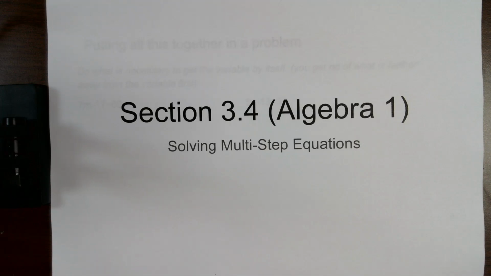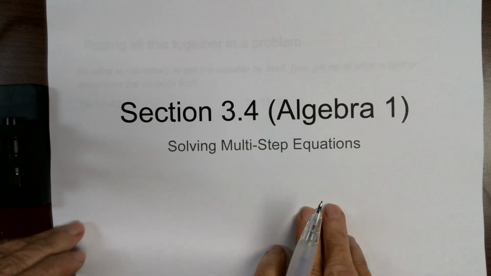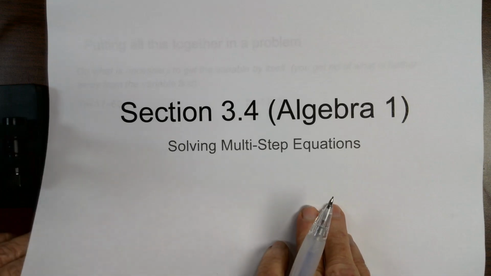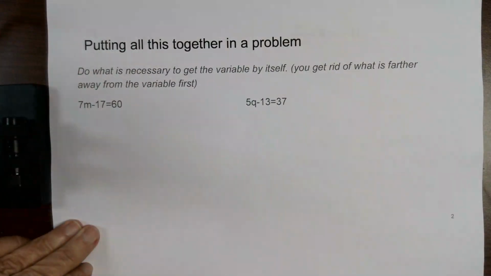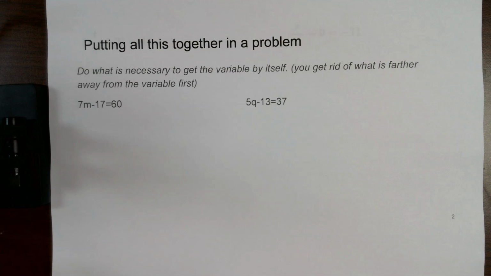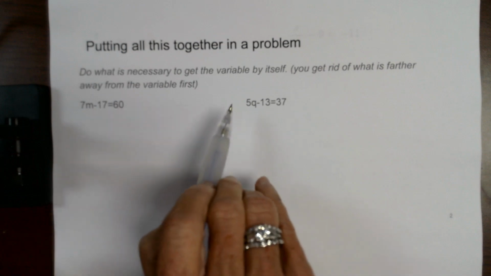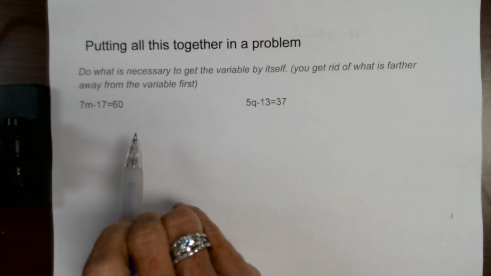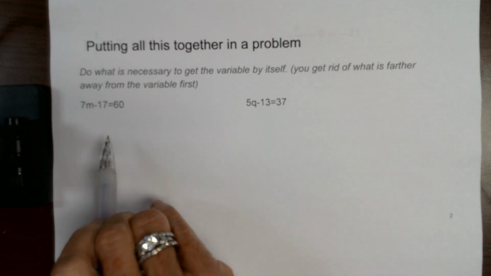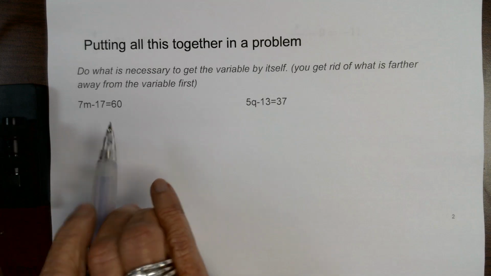In section 3.4, you are learning to solve multi-step equations. Basically, you're putting together what you've already learned in section 3.1 or 3.2 and 3.3. So on these, you have to do more than just one step to solve them. It is still the same concept. You're trying to get the variable by itself, and we're going to choose to leave the variable on the left-hand side, and we have to get rid of what's further away from the variable.